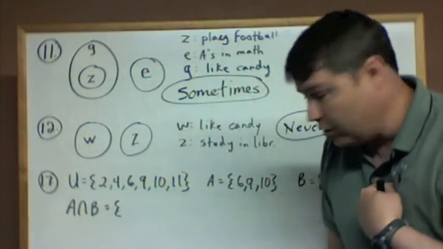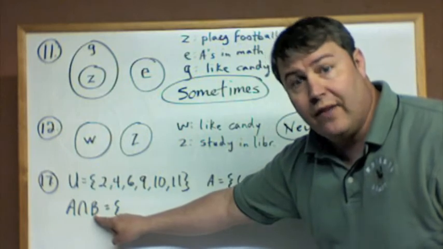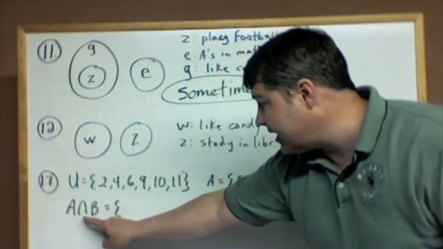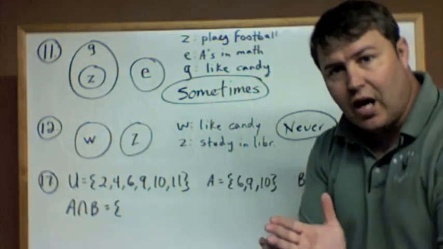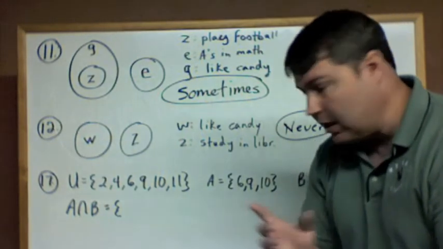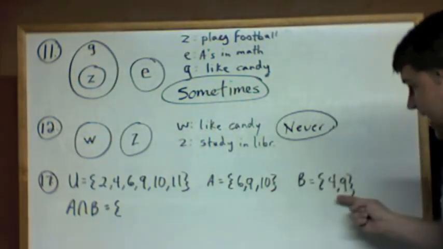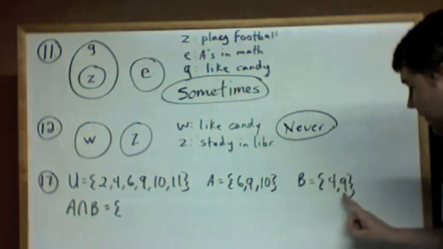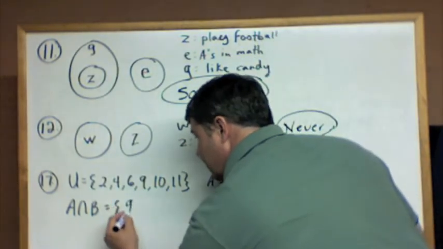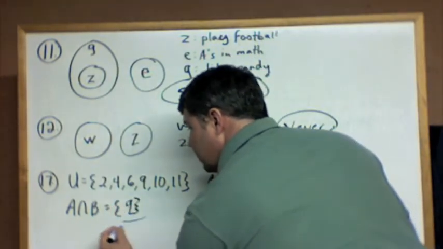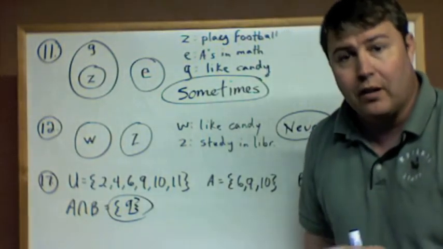What they want us to do is to find A intersect B. And if you need to watch a previous video to figure out what this intersect means, you probably should do so. But the intersect is just where they come together or what they share in common. So what elements, what numbers are in both A and B at the same time? And the answer, there's only one of them. That is 9. So my A intersect B set will be 9. We put brackets around it just to denote that that's the element of a set.